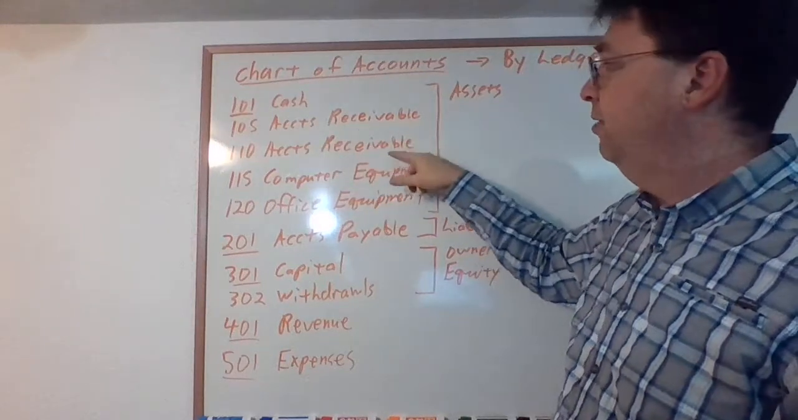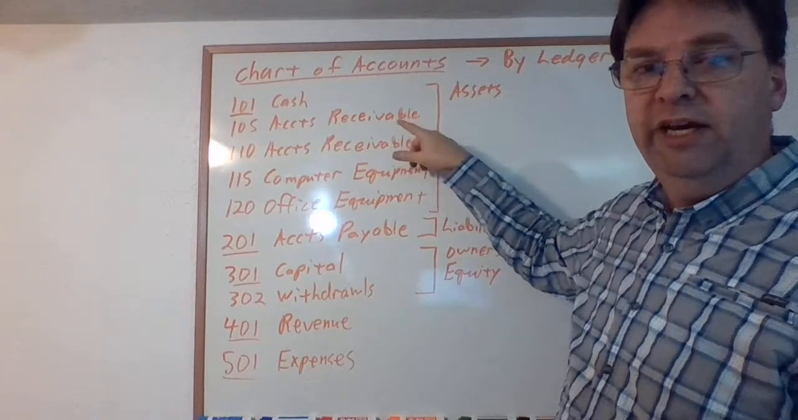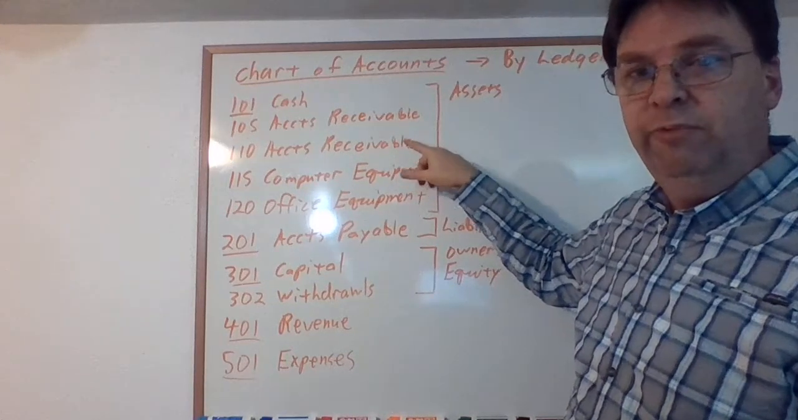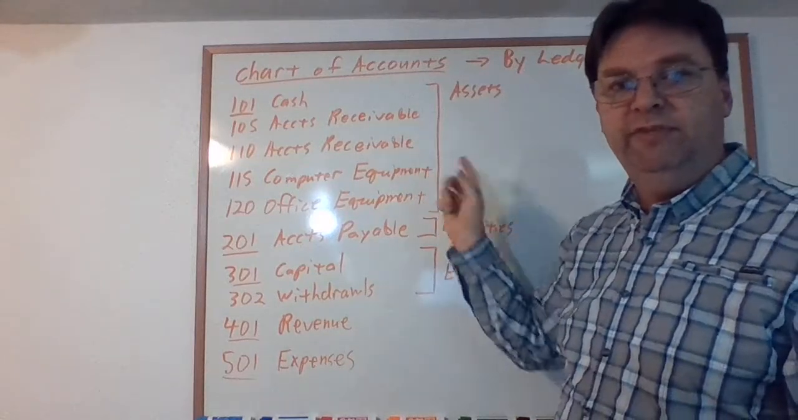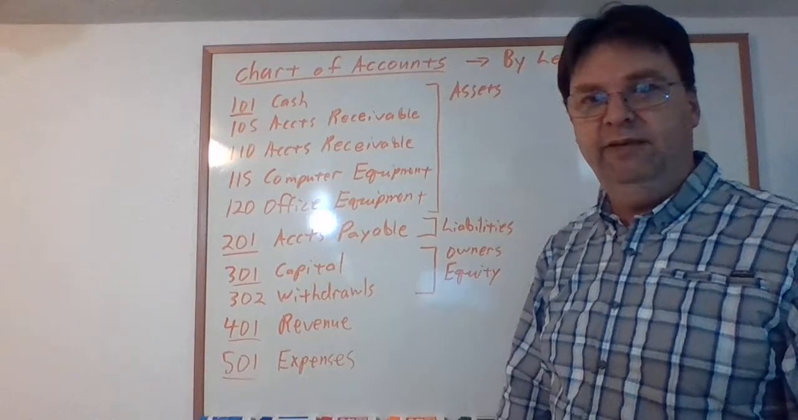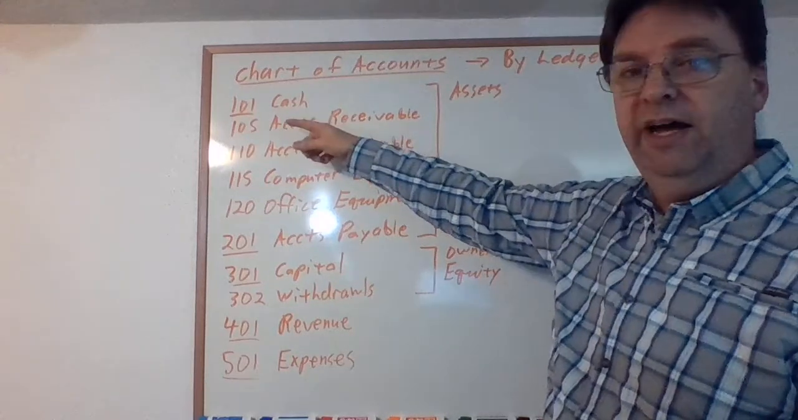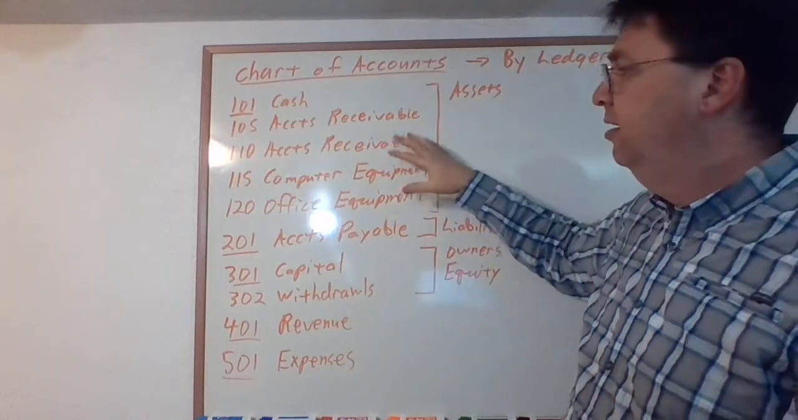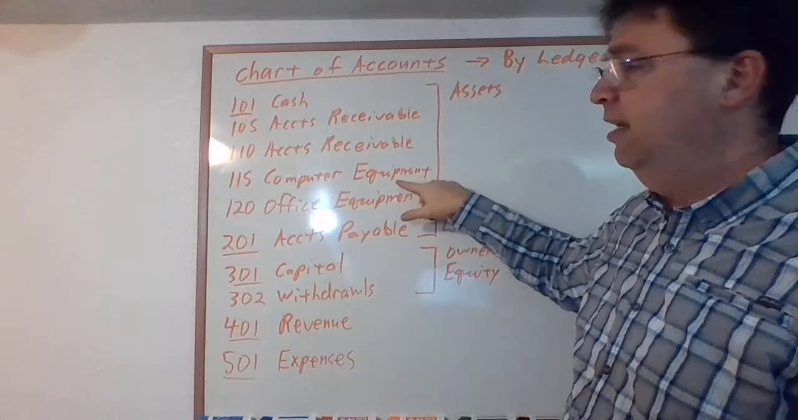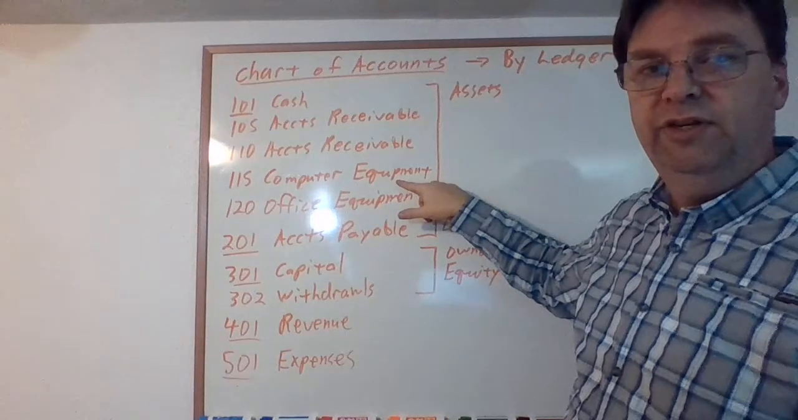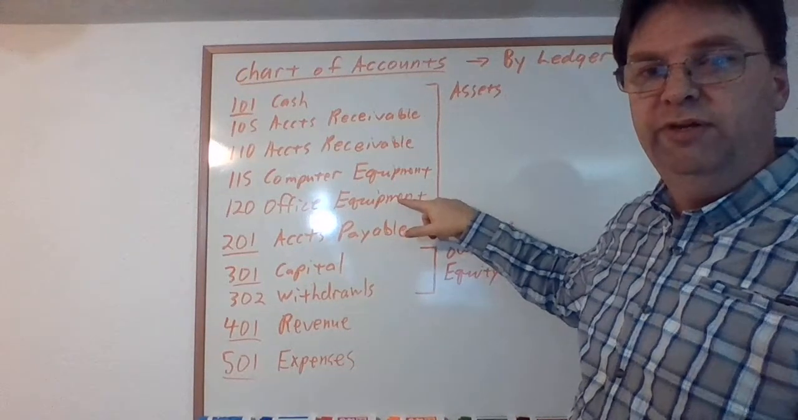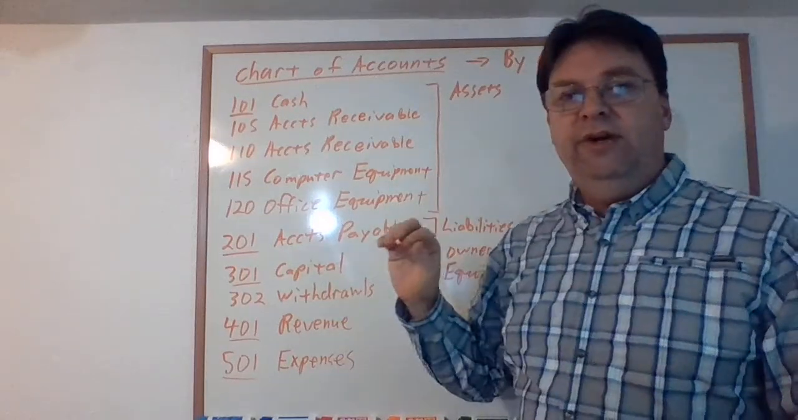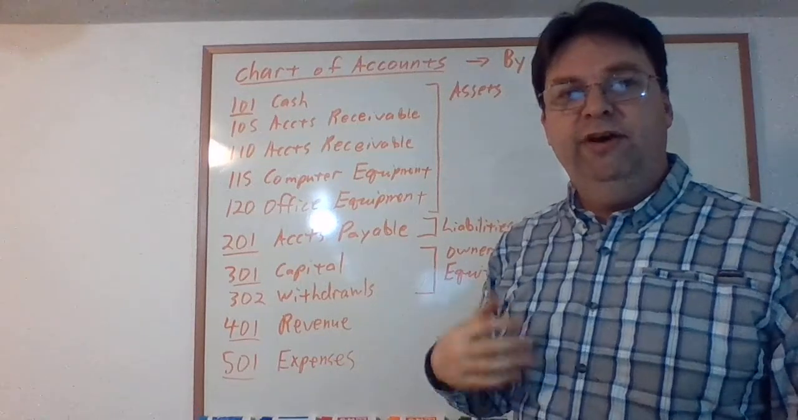We could have another accounts receivable. We might have money coming in from one company and money coming in from a different company, and we would actually set up different accounts receivables for those different companies. Okay? So this one's 105 and this one's 110. They both act the same way in our ledger system. You've got other assets like computer equipment, so you'd label them 115, and office equipment 120. And these are all of our assets. So anything in the 100s is known as an asset.